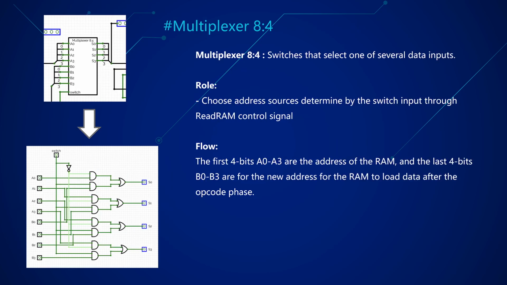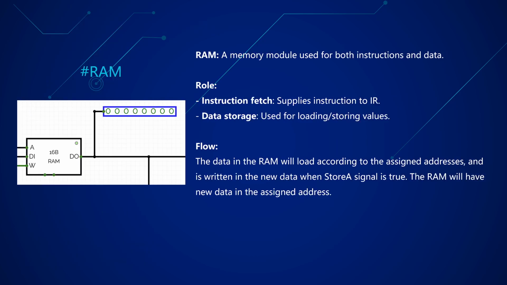Multiplexer 8 to 4. It switches between one of several data inputs. The role is to choose address sources determined by the switch inputs through the RAM control signal. Flow: the first 4 bits, A0 to A3, are the address of the RAM, and the last 4 bits, B0 to B3, are the new address for the RAM to load data after the opcode phase.